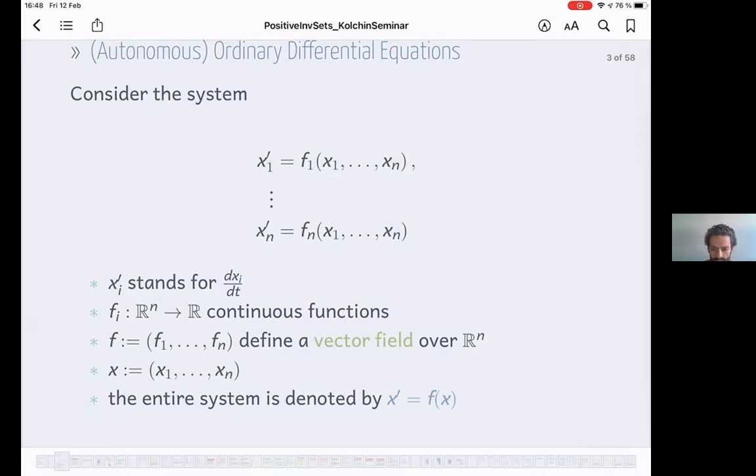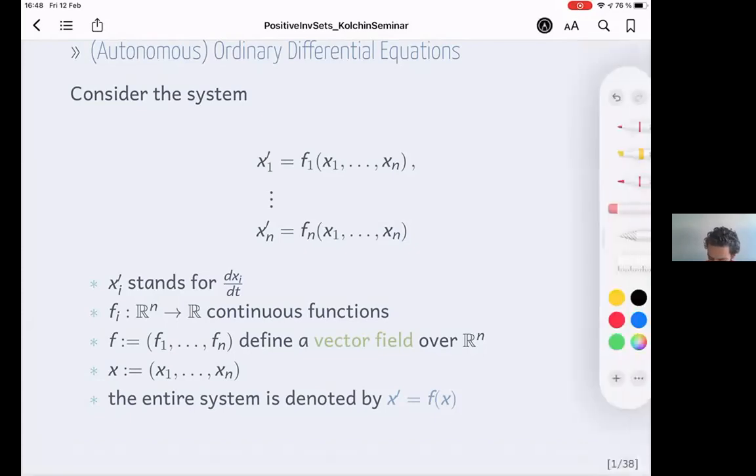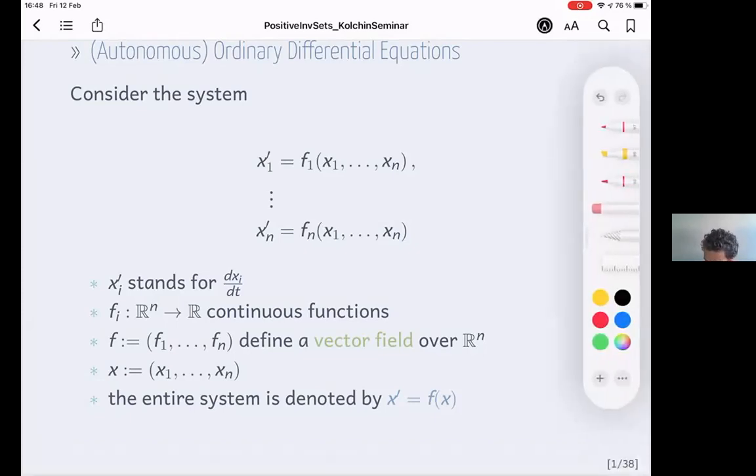What else I want to say? Whenever I need this entire vector field, I'm going to just simply write it down in a vectorial sort of notation. So x prime equals f of x, but this means that really x is a vector and f is a vector.